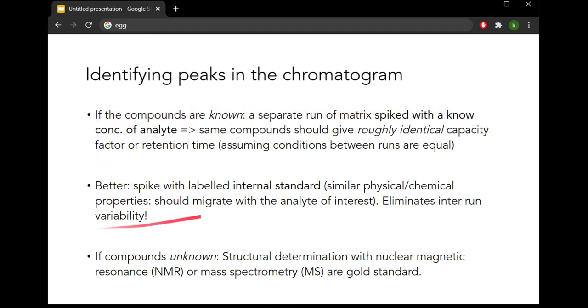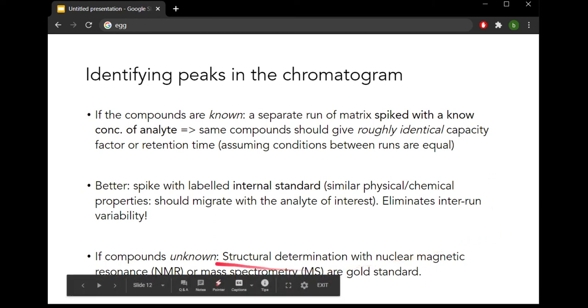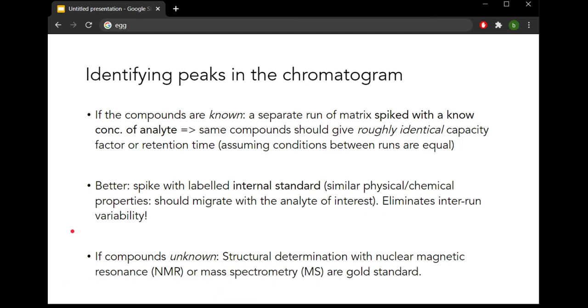Which is even better if you spike your sample with internal standards. Now, what that means is that when you run your sample, you insert a little bit of a chemical that's very similar to the one you want to separate. That should ideally have the same retention time. So if you see that the peaks overlap, that means that they correspond to the same compound.